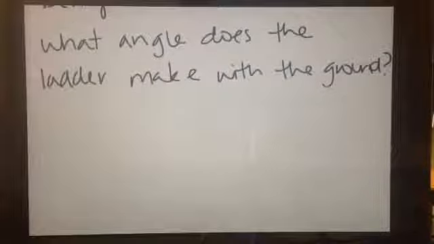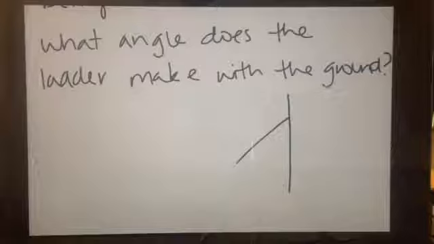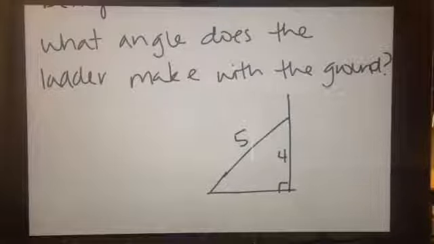So we're going to go ahead and draw a picture. I'll say this is my wall. So here's my ladder leaning against the wall. That's a length of 5 for the ladder. The top of the ladder is 4 meters above the ground, so that's a length of 4. Here's my right angle. And they're asking what angle the ladder makes with the ground. So here's my theta right there.